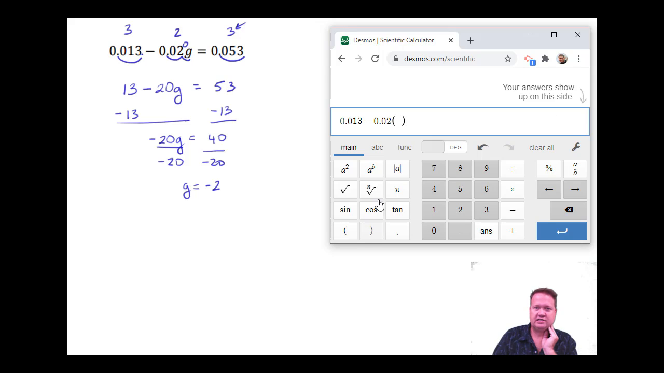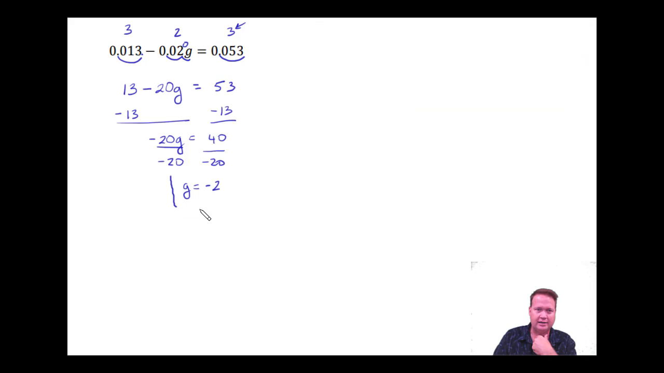I'm going to use parentheses here because that's what g is. G is going to be a negative 2. So let's go ahead and put a negative 2 in there and see if we get 0.053. So you can see that the left side is 0.053 and the right side also had 0.053. That's your solution. Let's go ahead and box it and we'll wrap that problem up.